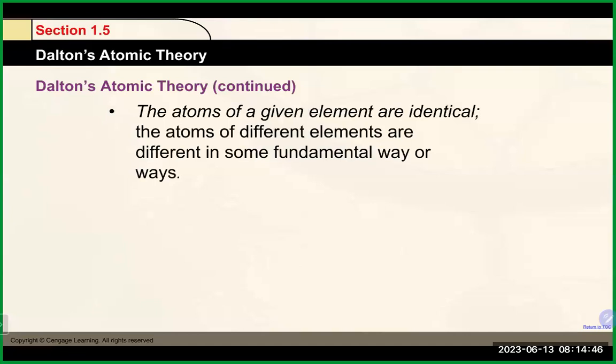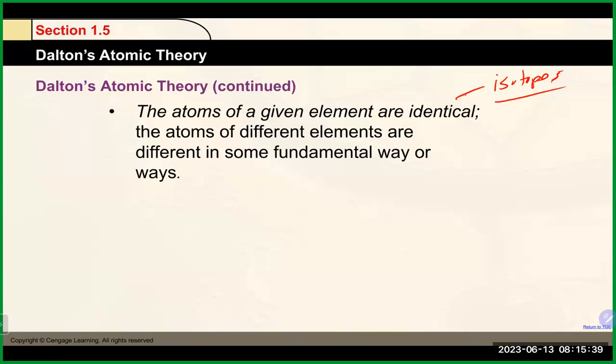He also said that atoms of a given element are identical. The atoms of different elements are different in some fundamental way or ways. This also is part of Dalton's atomic theory. As we talked about, it was later proven that not all aspects of his theory are correct, and this is another one that is not necessarily correct in all aspects. The existence of isotopes, as we will talk about, which are the same element but have different masses, basically disproves that. So not every nitrogen atom or every fluorine atom is exactly the same, even though they are still fluorine, nitrogen, or hydrogen, for example.